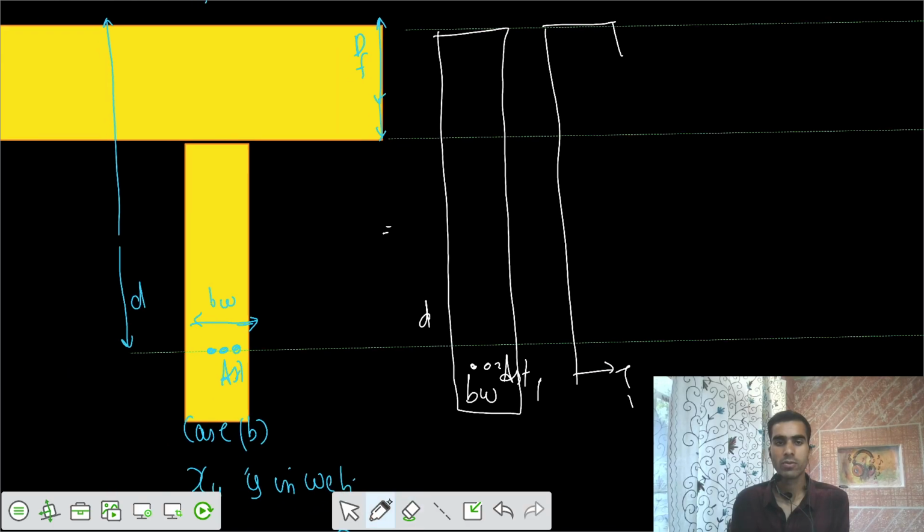Let's have the neutral axis first. Let's say the neutral axis is somewhere here. Let's go a little bit higher. Let's say neutral axis is here. This is the neutral axis.